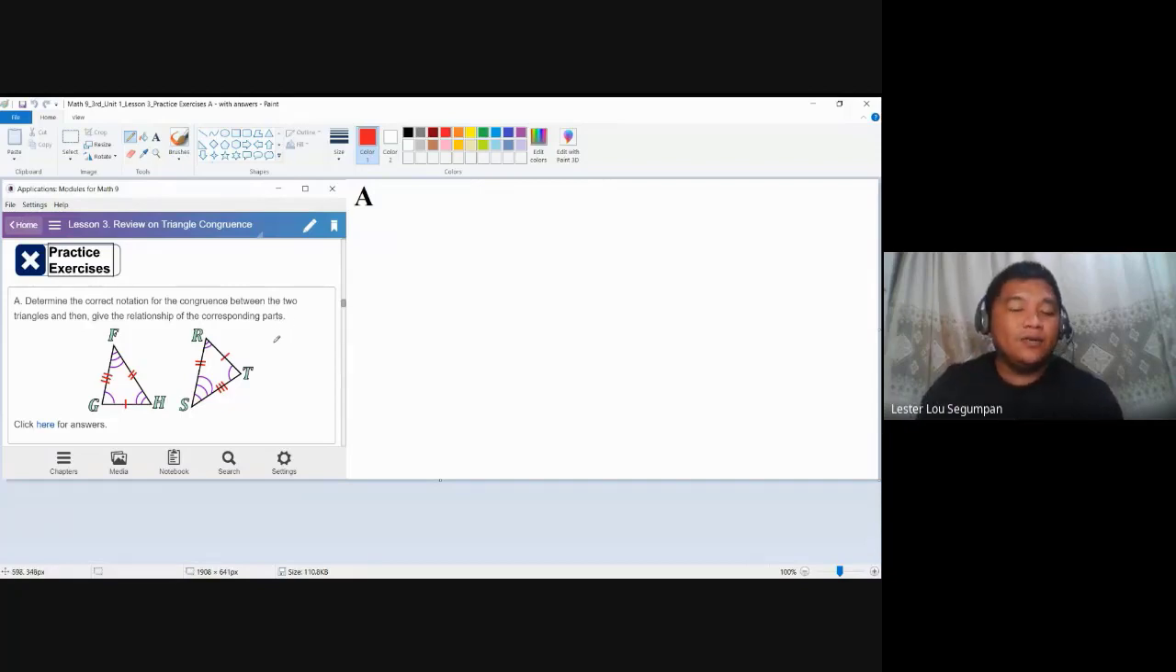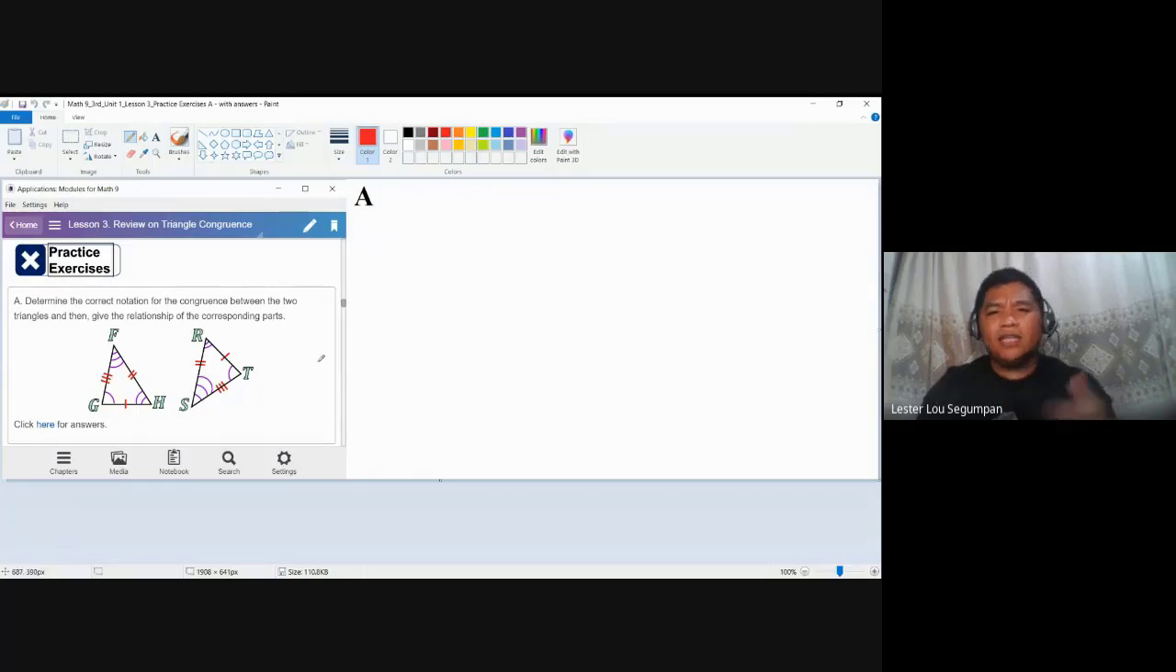To do that, let's examine the two triangles here. They are not placed in the same way, but you may just look at the notations used here. The notation used for sides are slashes. Those with the same number of slashes are the corresponding sides: 3, 3, 2, 2, 1, 1. For angles, we also use the number of arcs. The same number of arcs per angle determines the corresponding angles.